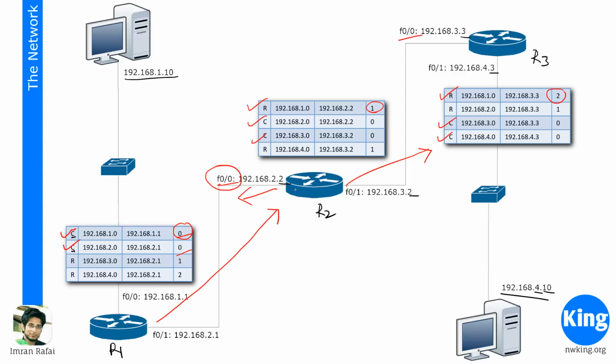So when router 2 sends an update to router 1, it is only going to send updates about 3.0 and 4.0, because these two, 3.0 and 4.0, were learned on f0/1, right?